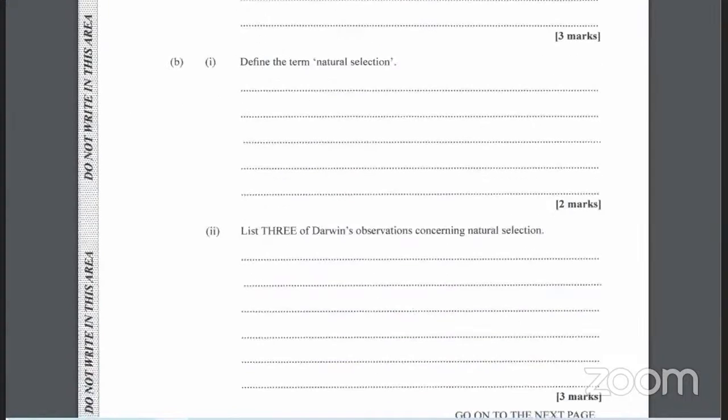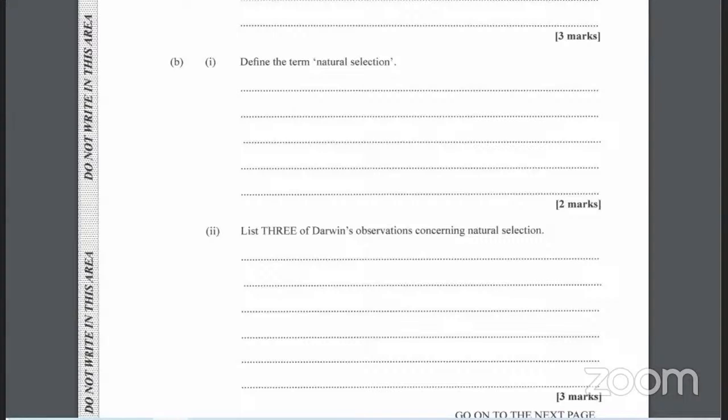What else was there? Define the term natural selection. What is that again? Natural selection is the adaptation of an organism based on changes in its environment to overcome selective pressure, so that advantageous genes can be passed on to the next generations. All right, and you can put it in your own words.